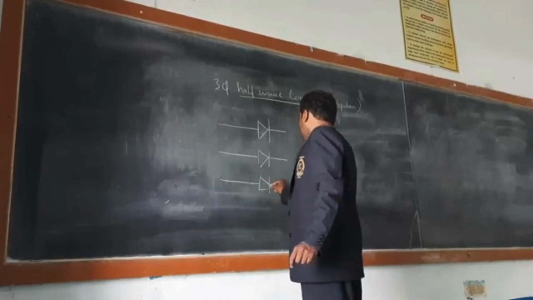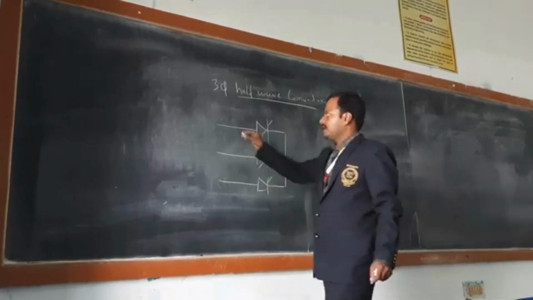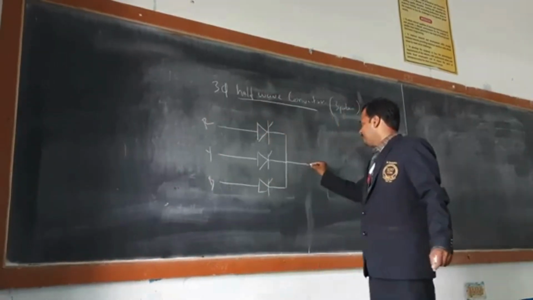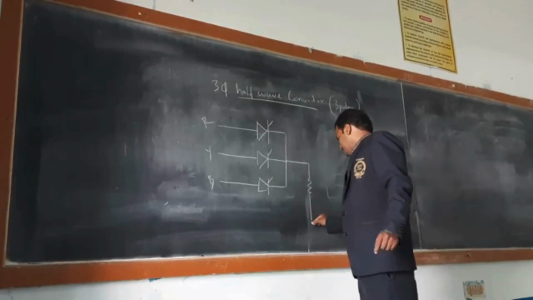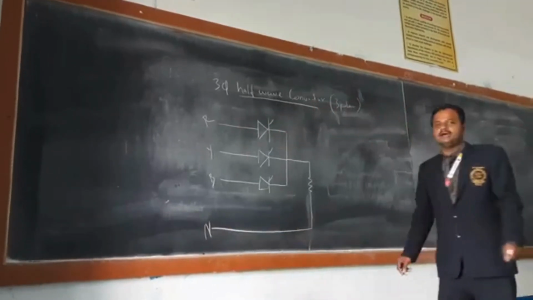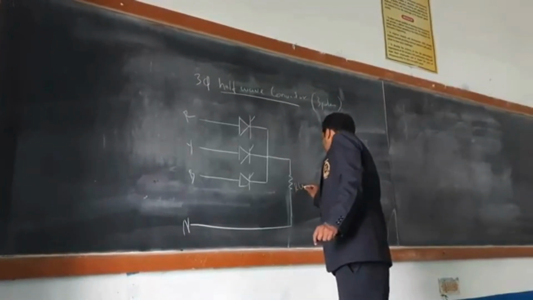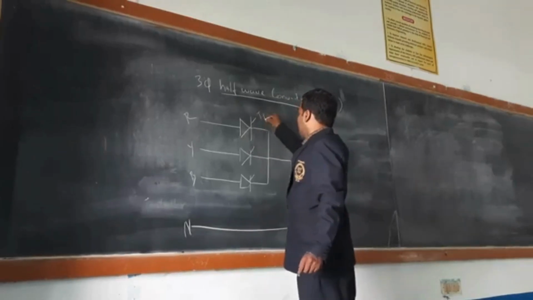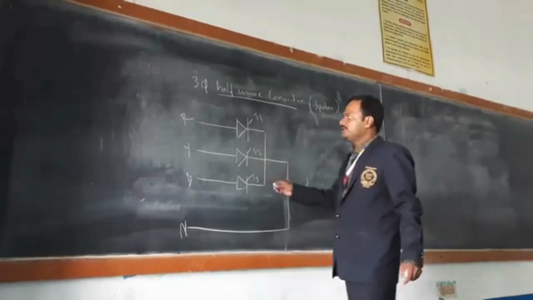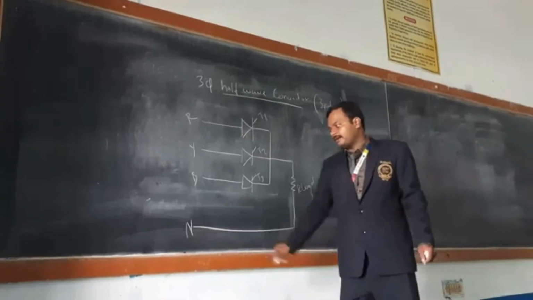half-wave controlled converter. We have 3 power devices, 3 SCRs, connected with the 3-phase supply R, Y, B, and through the load, that is a DC motor. This is the 3-phase half-wave controlled converter. T1, T2 and T3 are connected to the 3 phases R, Y, B with an R load, and it is connected back to neutral.